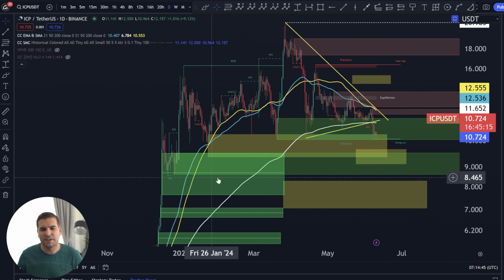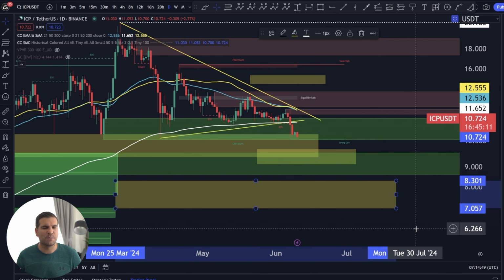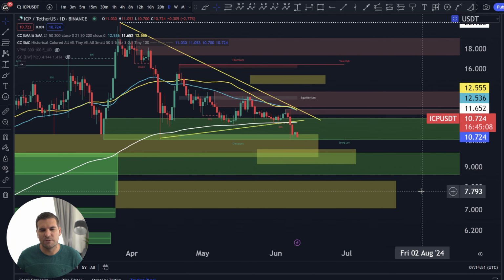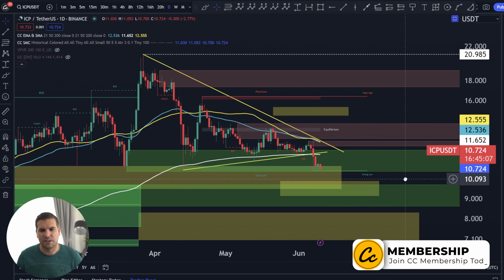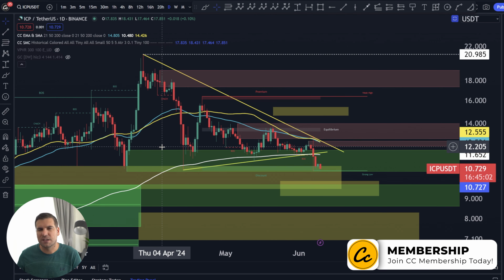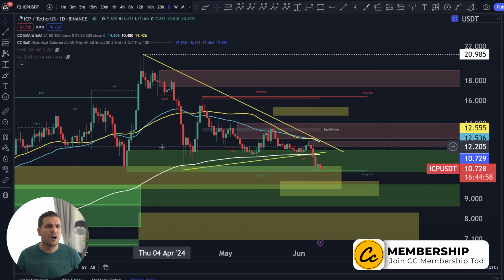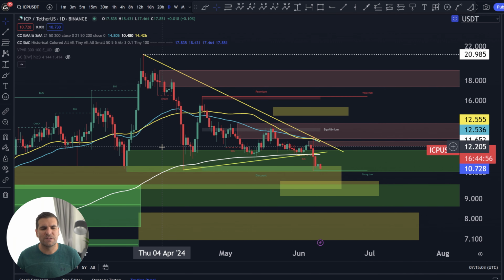There are some fair value gaps down here, but I don't think we're likely to fill those out unless we really do get a bearish move towards that $7 to $8 range. But for now, I'm not going to be expecting that. We are still technically in a bullish run to the upside on a macro time frame. So we're not terribly concerned over this small amount of volatility that we've seen so far.